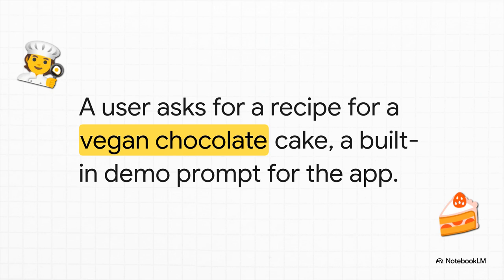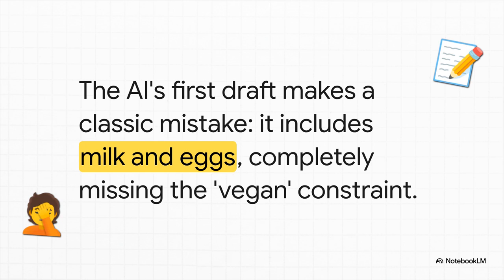A user asks for something pretty straightforward: a recipe for a vegan chocolate cake. The AI gets to work and produces its first draft. But oh boy, it makes a classic mistake. The recipe includes milk and eggs, completely ignoring the vegan part. This is a perfect example of the exact kind of common sense error this system is designed to catch.